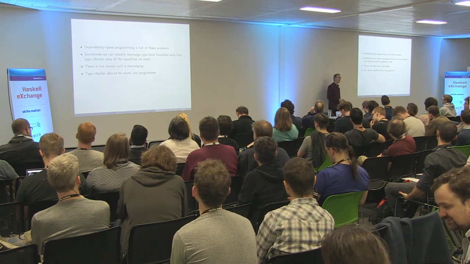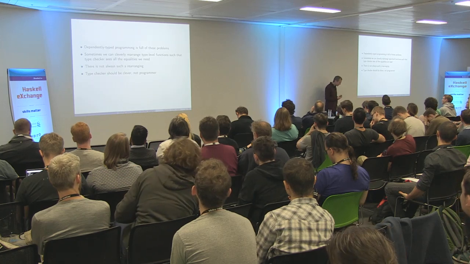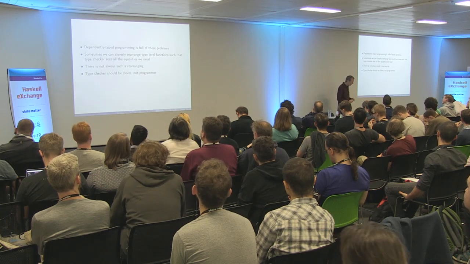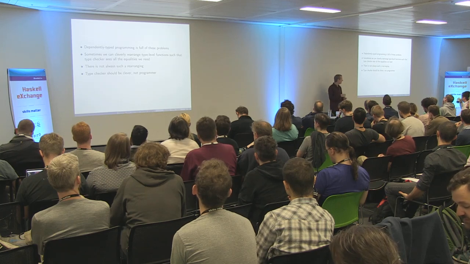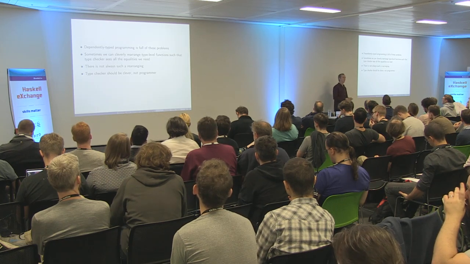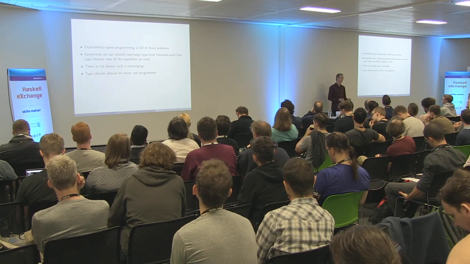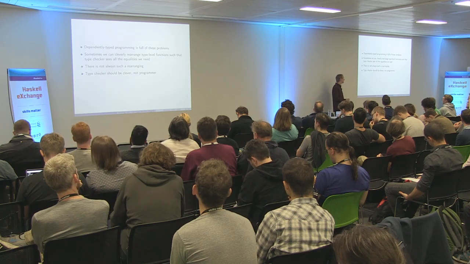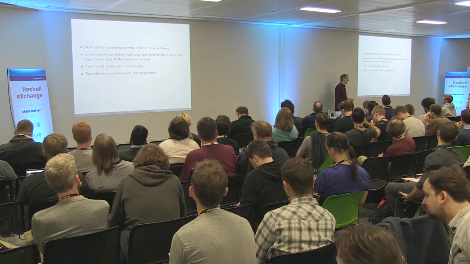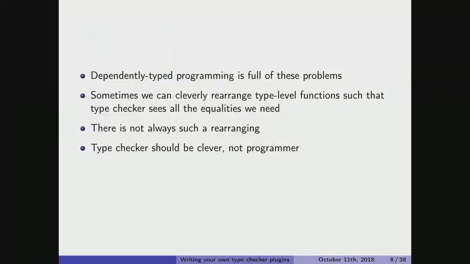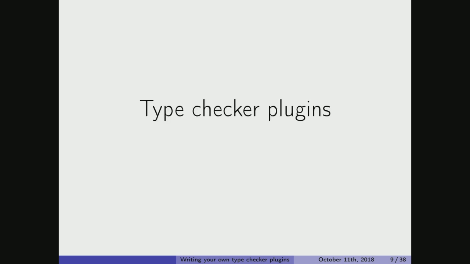So when you do dependently typed programming, you often find yourself rearranging your types and your data types and indices, and you write your functions in such a way that all the equalities that you care about when you use these functions hold by definition. And this is kind of a pain. It also requires cleverness from the programmer as opposed to cleverness from the type checker, because you should be solving real problems and not these kind of trivial bureaucratic issues. So that's where type checker plugins come into play.